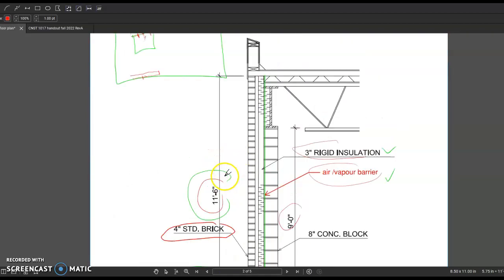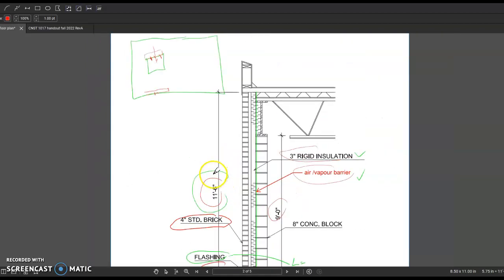That's pretty good for this wall section here. The next step would be to go ahead and add some reinforcement. We can do that in the next one.